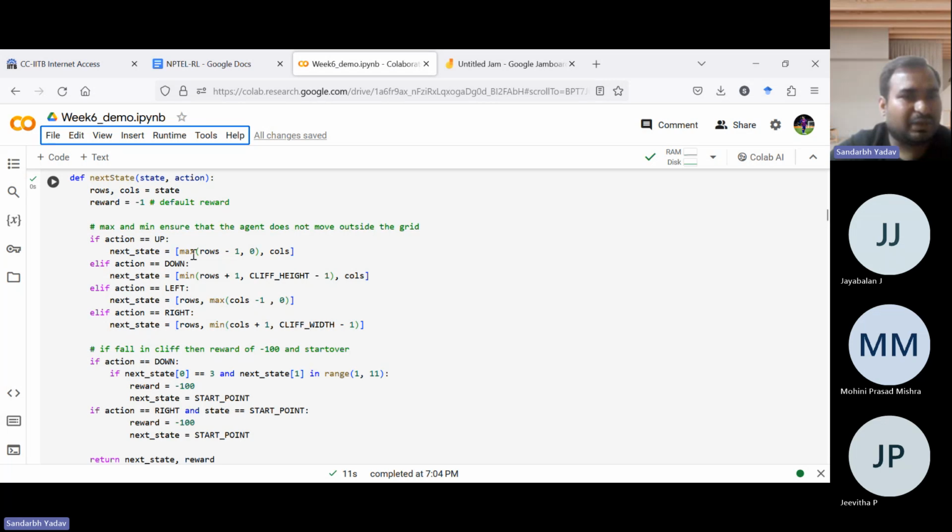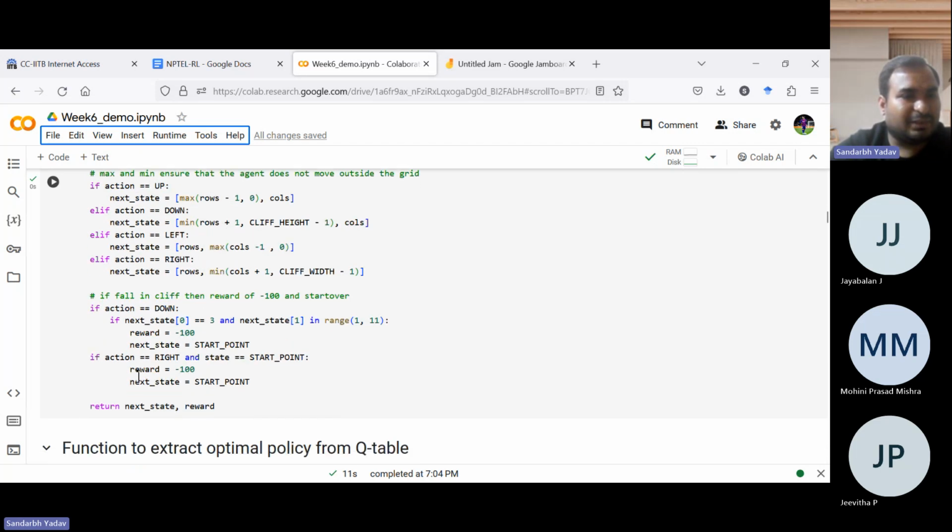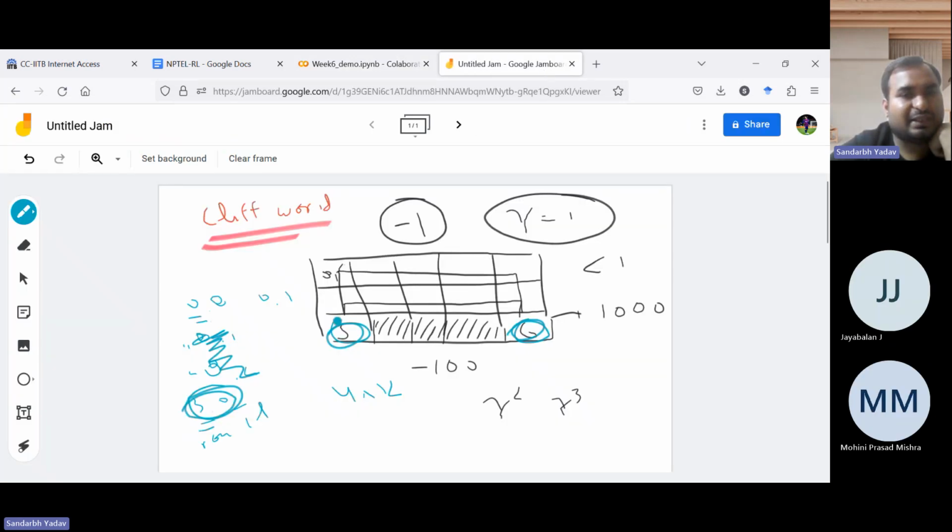Also here I have used max and min. This ensures that the agent does not move outside the grid. So if you are in the topmost row and you are taking the up action, then you should not fall off the grid. So this ensures this. And in a similar manner, this functionality ensures that if you fall in the cliff, then you get a reward of -100. And the episode ends and you start over again because the next state now goes to the start point. Since we are having this fixed starting state, we are always moving to that start point.